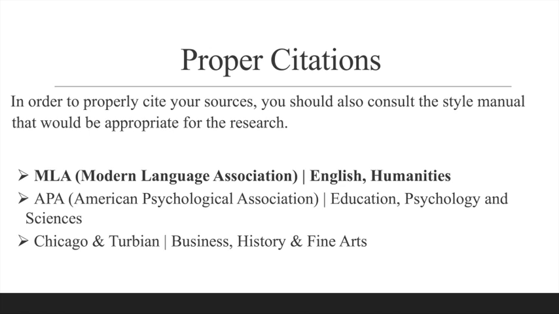In order to properly cite your sources, you should also consult the style manual that would be appropriate for the research. So, for example, Modern Language Association, or MLA, is most typically used in departments of English and humanities. APA, or American Psychological Association, is typically seen in fields or departments such as education, psychology, and sciences, while Chicago and Turabian styles are typically seen in areas of business, history, and fine arts.